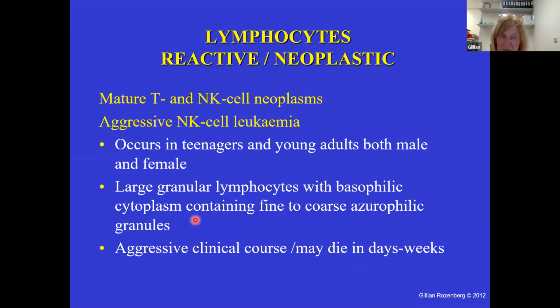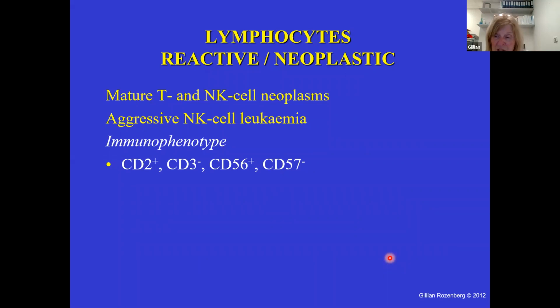So now looking at the aggressive natural killer cell leukemia. It occurs in teenagers and young adults, both male and female. They have large granular lymphocytes with basophilic cytoplasm containing fine to coarse eosinophilic granules. It's a very aggressive disorder, and the patient can die within days or weeks. Unfortunately, I have not seen a case, so I don't have an image. Thank goodness it's very rare.